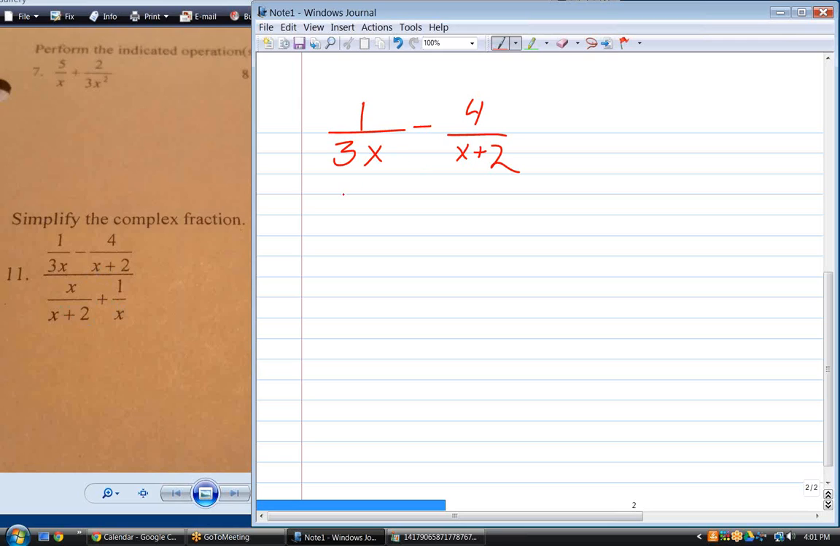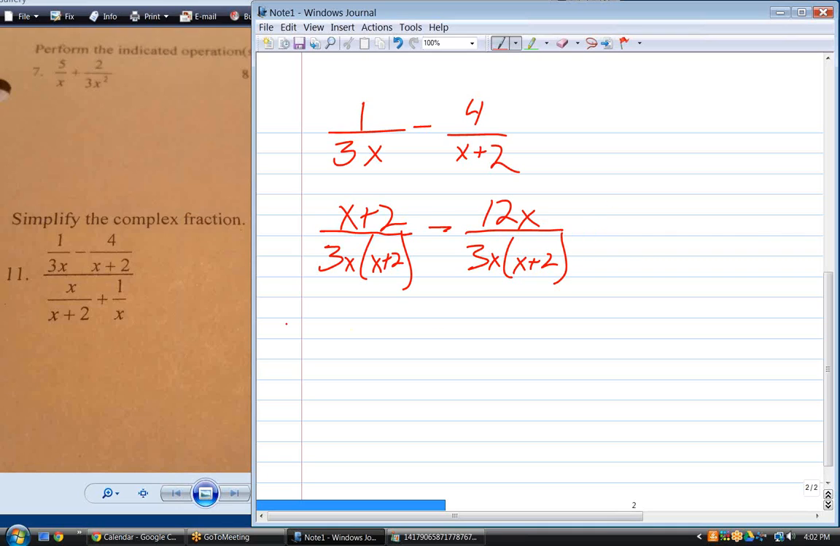How do I subtract these two fractions? You have to find the least common denominator. Which is? 3x and parentheses x plus 2. What goes upper left? Just x plus 2. Upper right. 12x. Simplify. Which be... wait, what do you mean by simplify? Just cross out? Well, no.